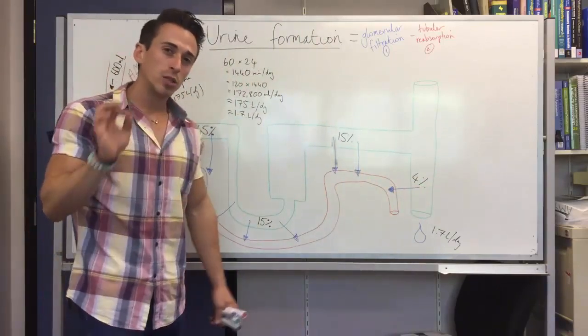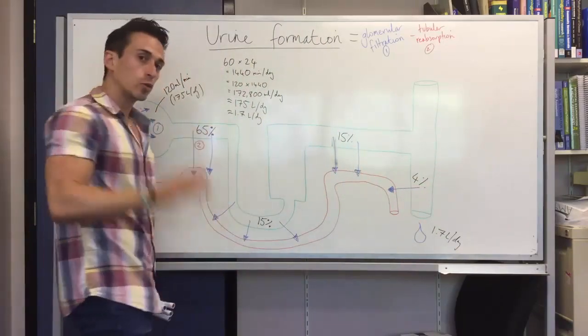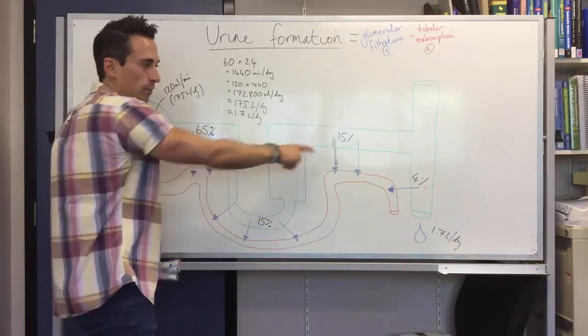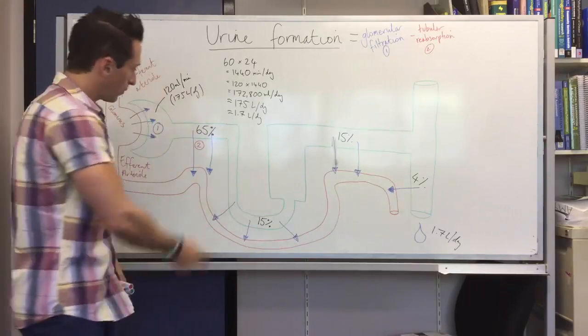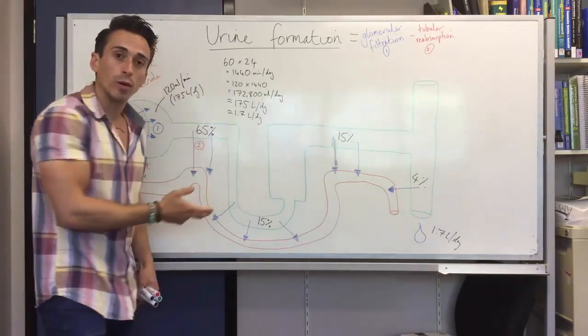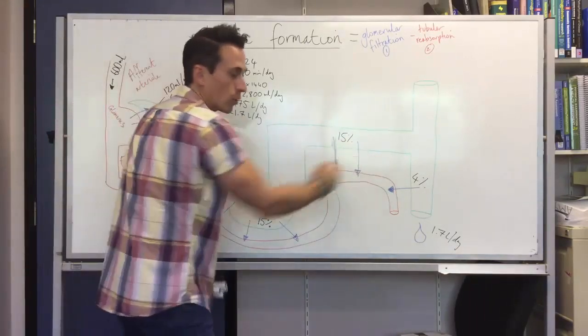Now, the great thing is your body can alter this, so it's not always going to be 65%, 15, 15, and 4 to 5%. If you want to reabsorb more, this percentage can go up. If you want to reabsorb less, it can go down, and vice versa with all these.